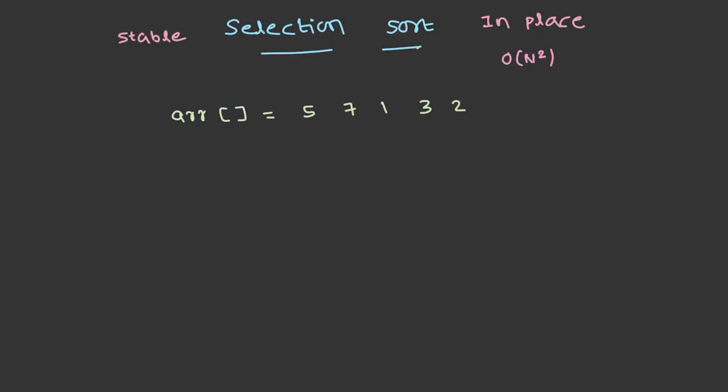Let's try to understand selection sort. Suppose we have this array. Selection sort actually looks for the minimum element of all the existing elements. Of this entire array, it will find the minimum element, and here the minimum element is 1. So 1 will be placed at the initial index and both of the elements will be swapped.